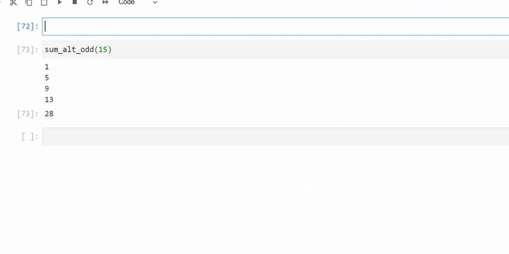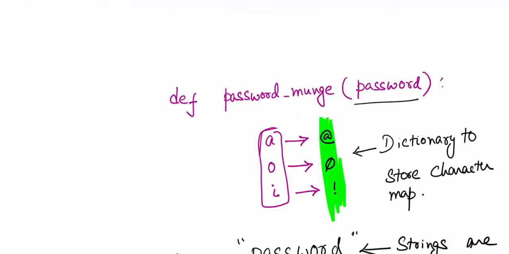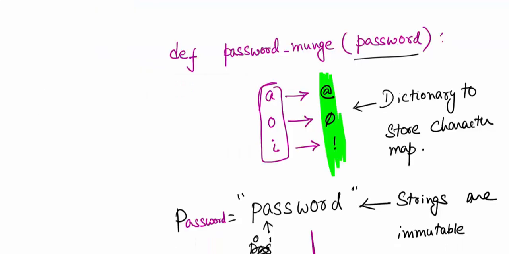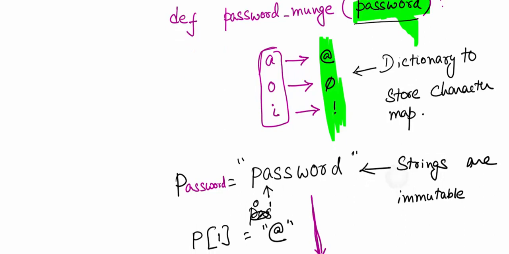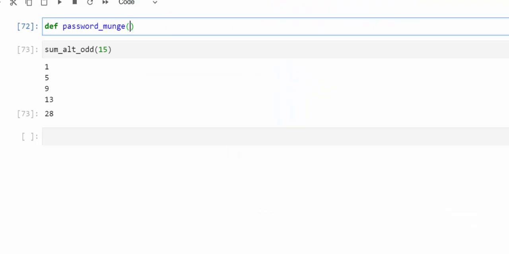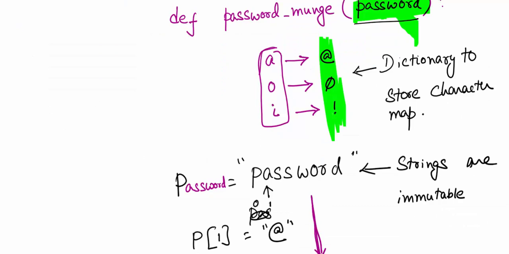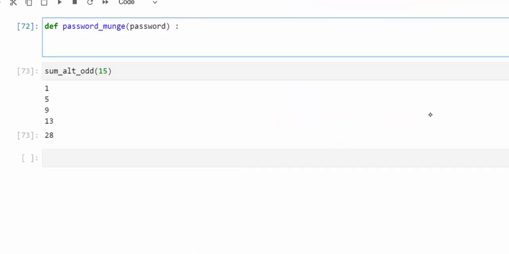So the function that we're going to create is called what? password_munch. And it's going to take in a password, basically a string. Now what do we need to maintain here? We need to maintain a character map. And we have discussed that the best way in Python to create this map of characters is a dictionary. So how to create this dictionary? Well, let's put a little comment here. So this is a dictionary to store the character map for substitution.